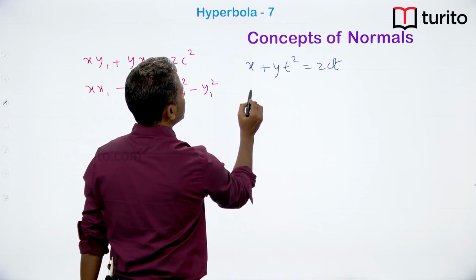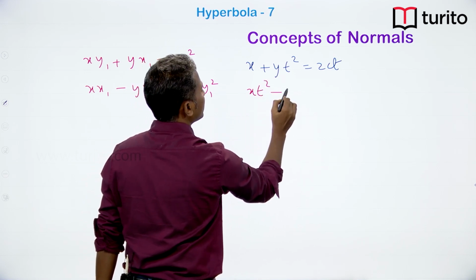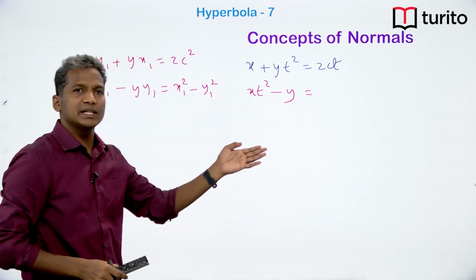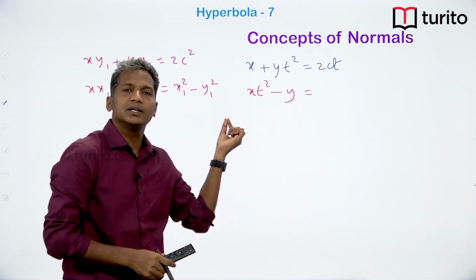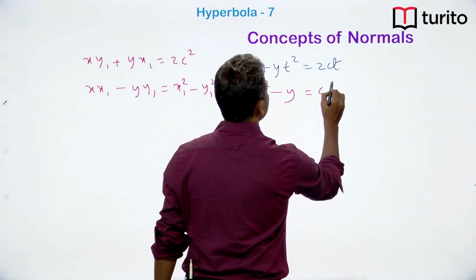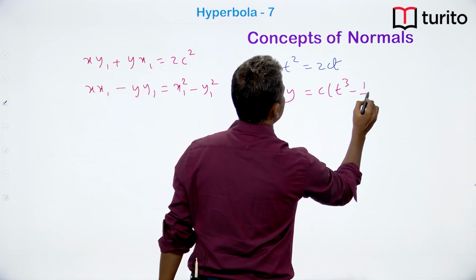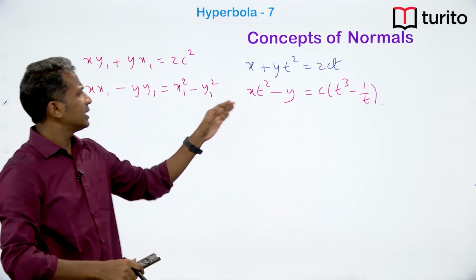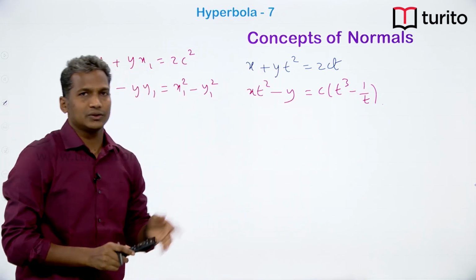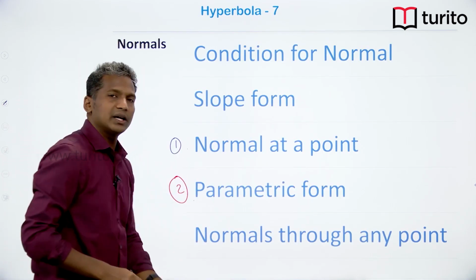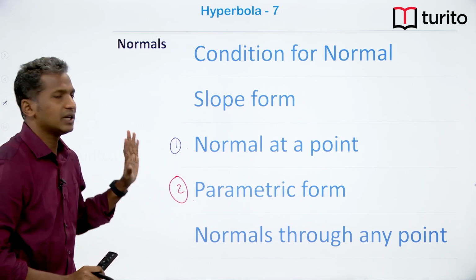So just exchange these two. So it becomes xt square minus y is equal to... to get the RHS we have to substitute the point here. The point is (ct, c/t). So it is going to give us c into (t cube minus 1/t). So this way we can get the equation of normal also. So normal at a point and parametric form of normal, both we have done here.